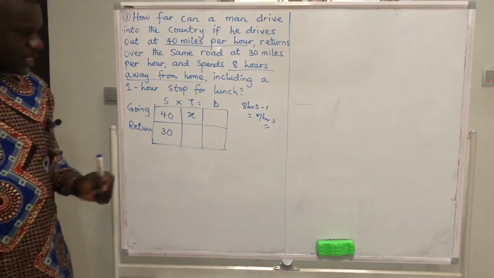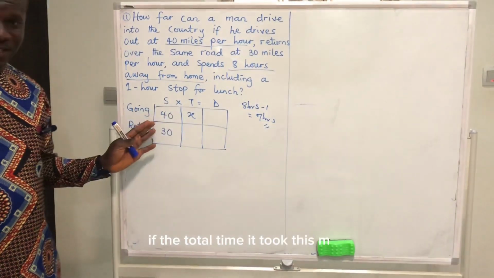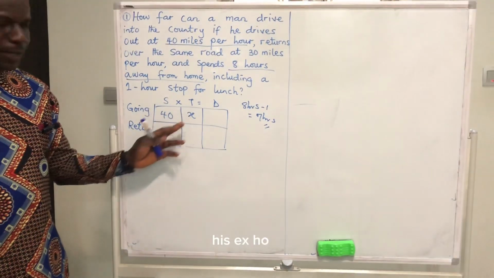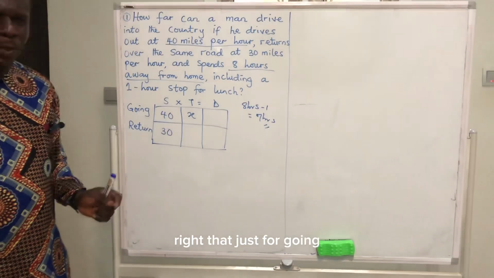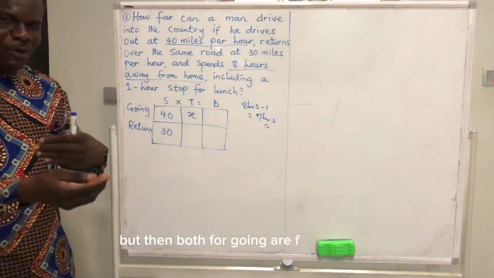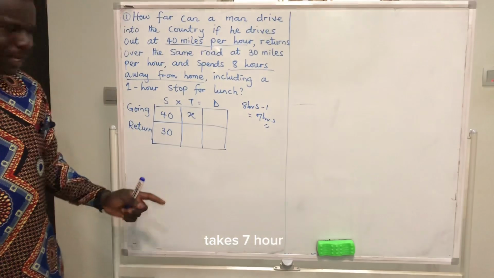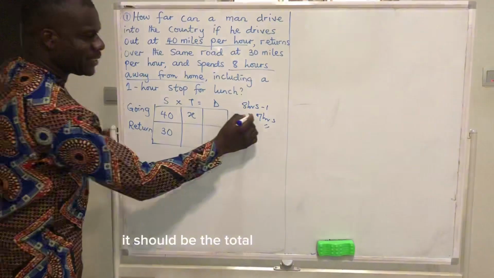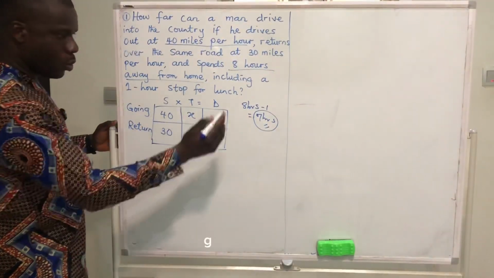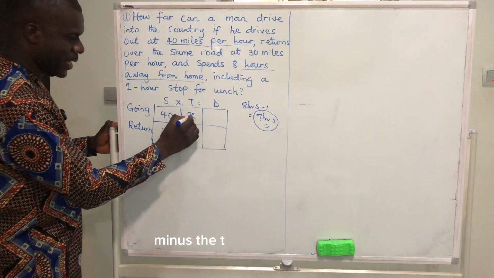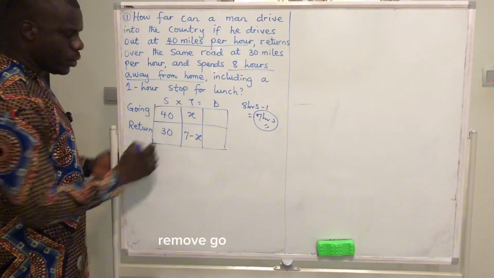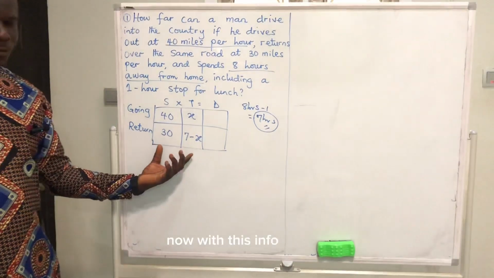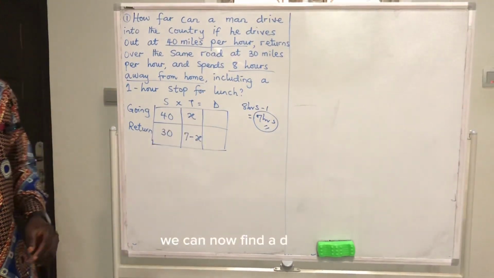Now let's pause. If the time it took this man to drive from his house to where he's going is x hours, that's just for going. But both going and returning take 7 hours. How long do you think it took this man to return? It will be the total time for going and returning minus the time it took going. Remove going from the total, you get return. Is that clear? Now with this information, we are good to go. We can now find the distance.